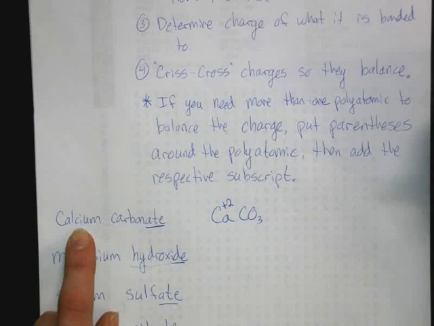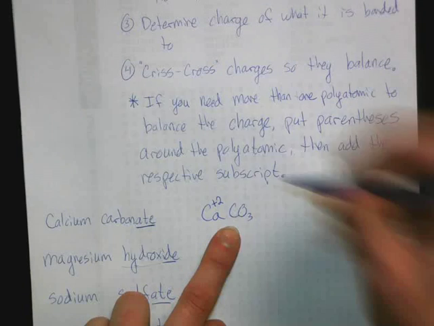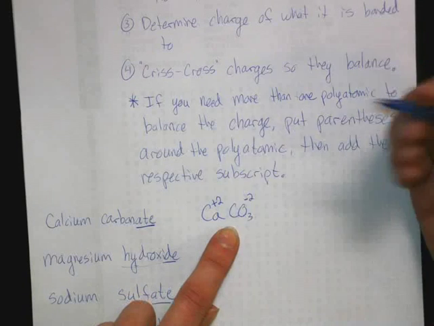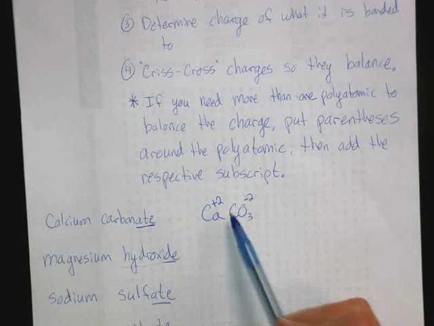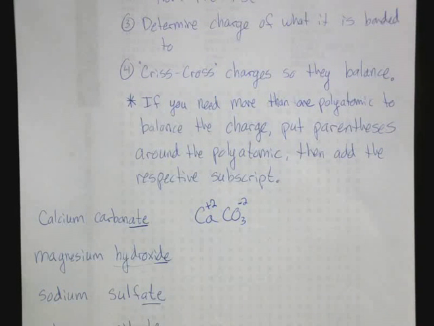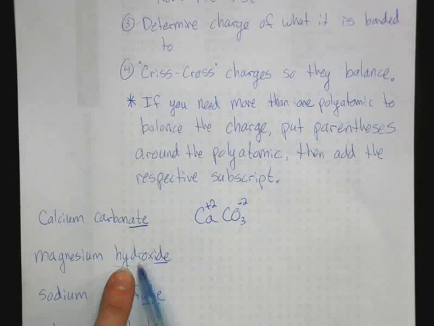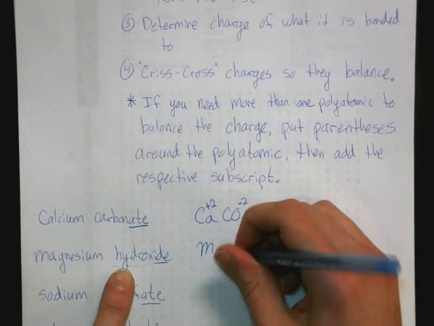Okay, calcium carbonate. Let's make sure our charge is balanced. So calcium is a +2. I get that from the periodic table. Carbonate, I can get that from my list, is a -2. Now, because that's a +2 and a -2, these automatically balance. So it'd be CaCO3. I don't have to do anything else.